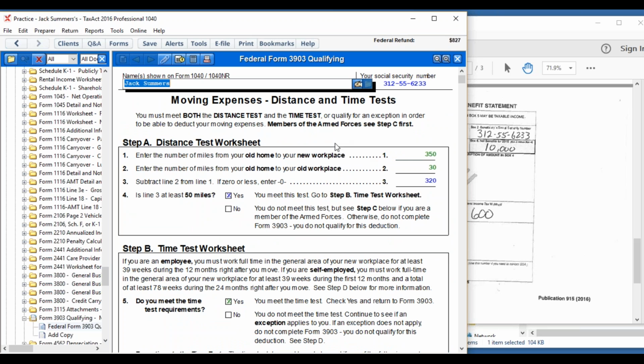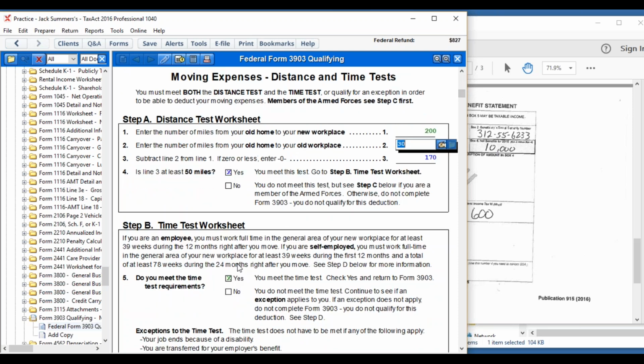First thing we need to do is figure out the distance from our old home to our new workplace. So think Anderson to Evansville. I estimated at 350 miles. It may be even more, like 200 miles. It doesn't matter. Let's put in 200. Enter the numbers from your old home to your old workplace. I just give an estimate of 30 miles. So that's 170. And it says, is line 3 at least 50 miles? And the answer is yes. When I subtract those two, it is still more than 50. So I can continue to go on.